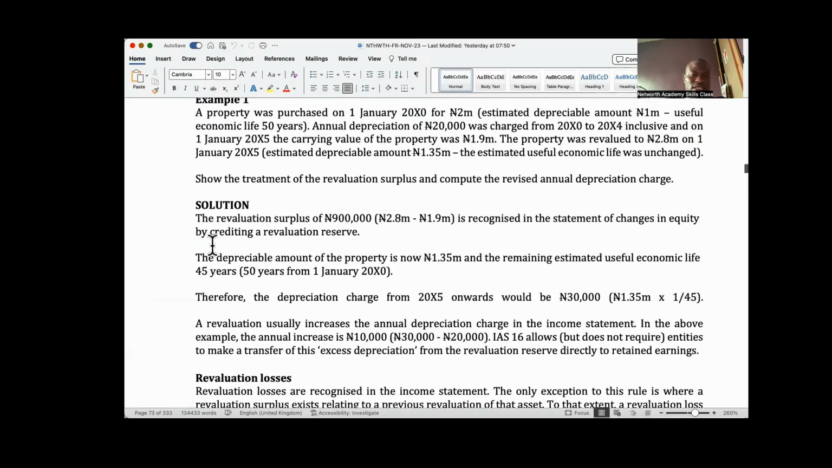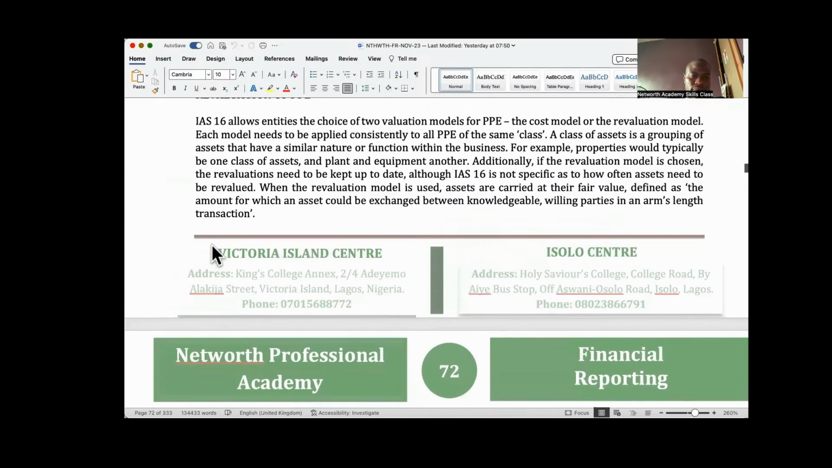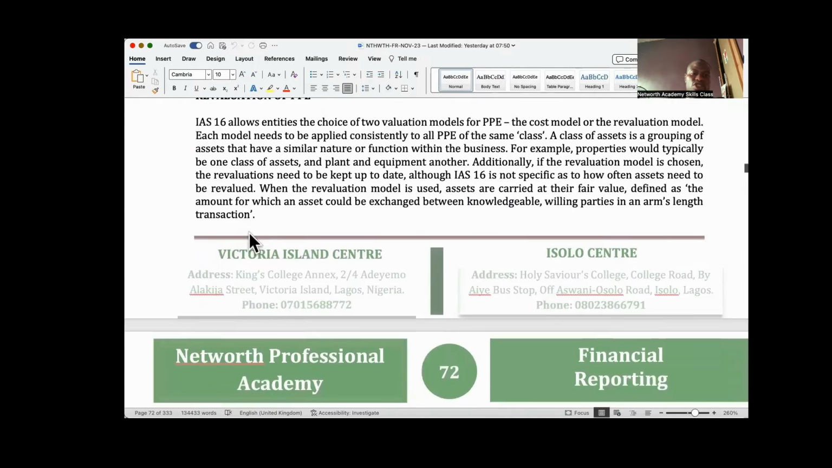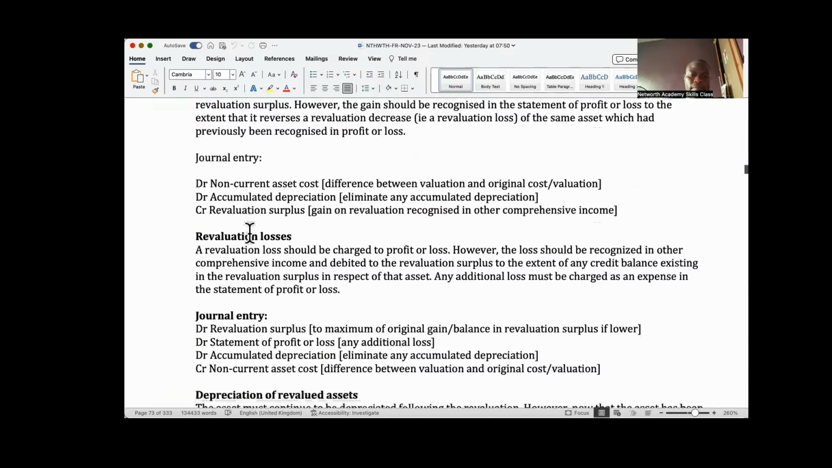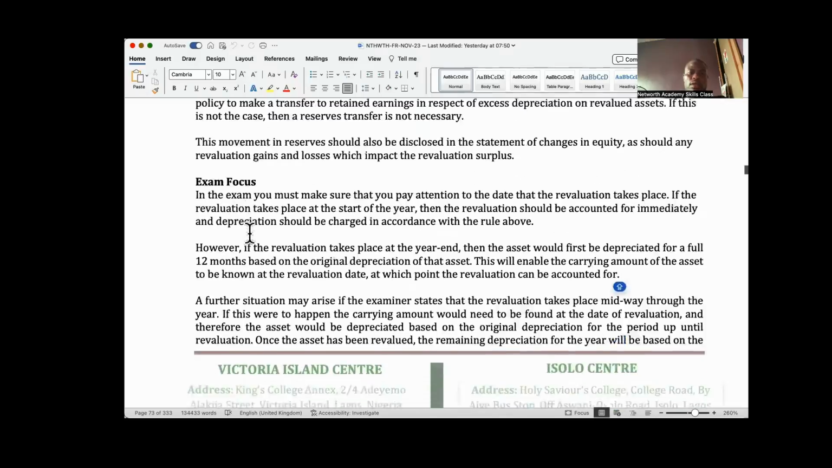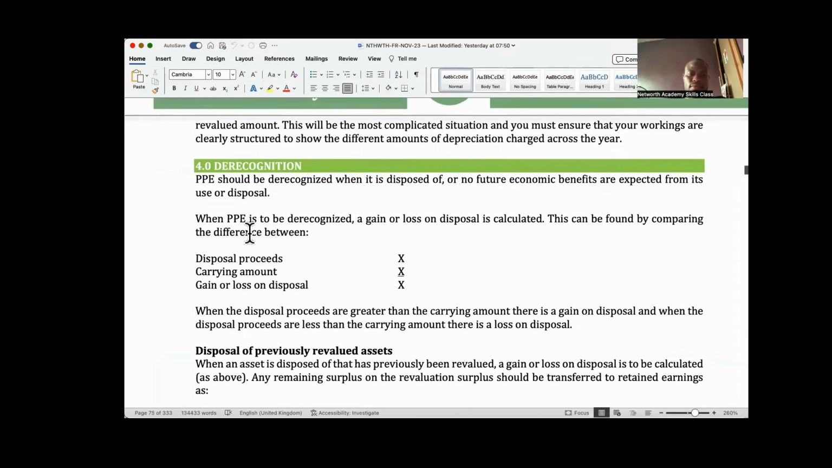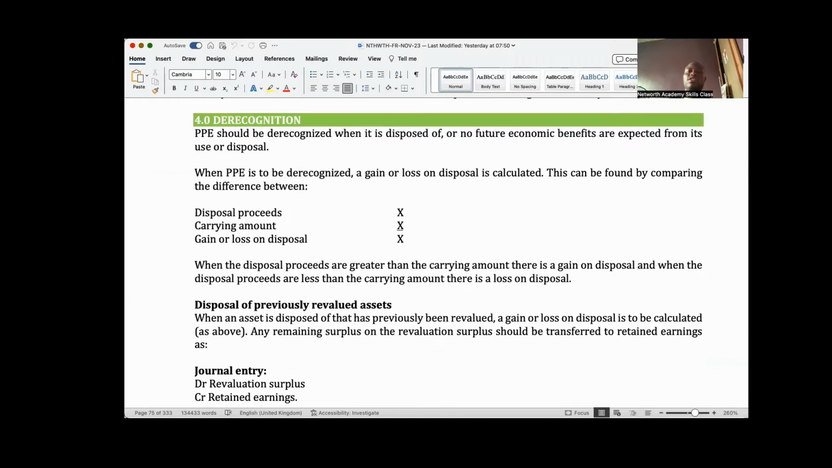Okay, so that is it around revaluation of PPE. So finally, still on the principles is derecognition.